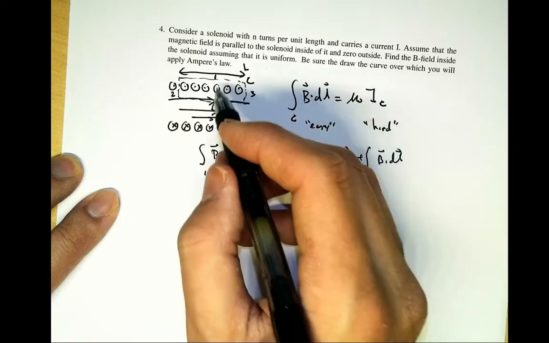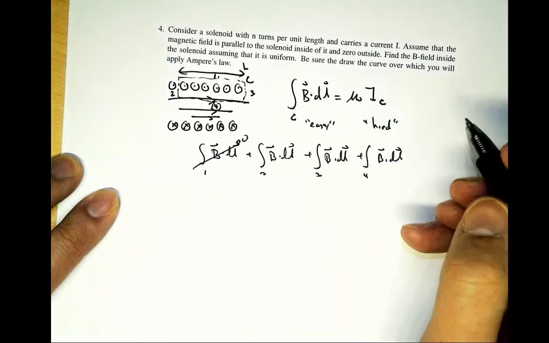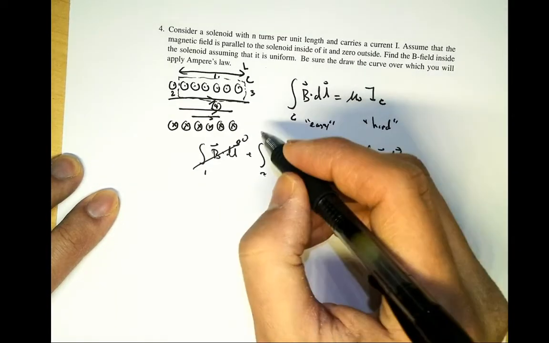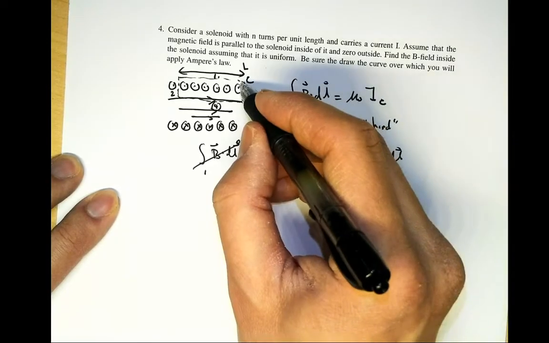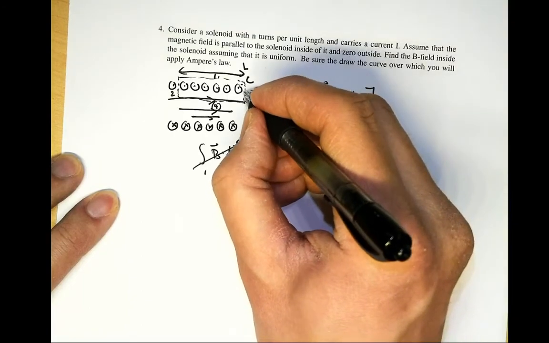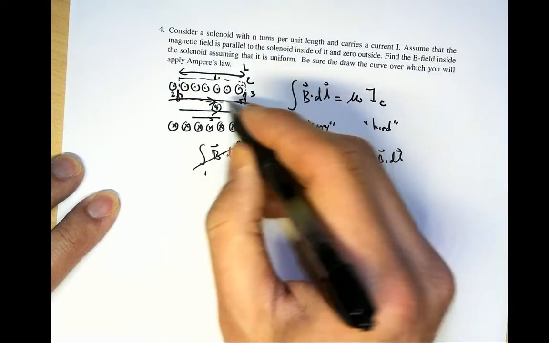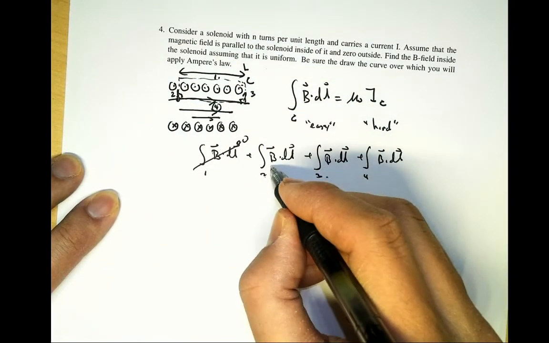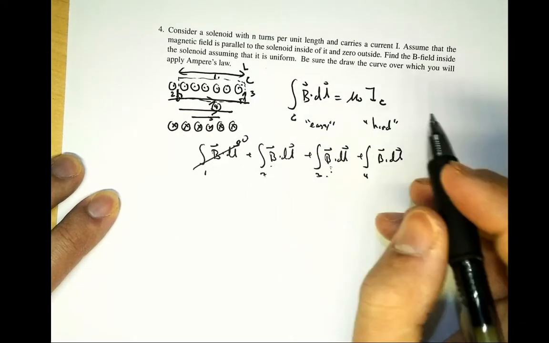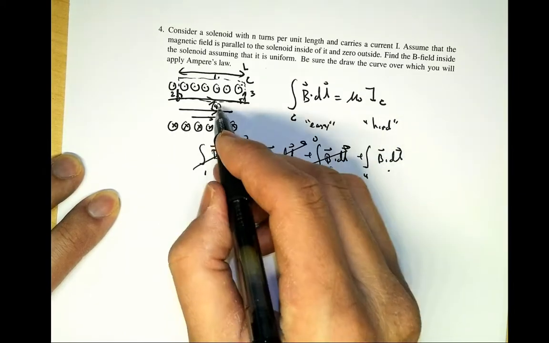First, there's no B field outside the solenoid, so this is just going to be 0, because B is 0. Likewise for 2 and 3, there are 2 possibilities. The first is that you're outside of it and there's no B field, so that's 0. The second is that you're perpendicular to the direction of the B field, and because you're doing a dot product, the dot product of 2 perpendicular vectors is also 0. So no matter what, this is going to be 0, and that's going to be 0. You're just left with number 4.